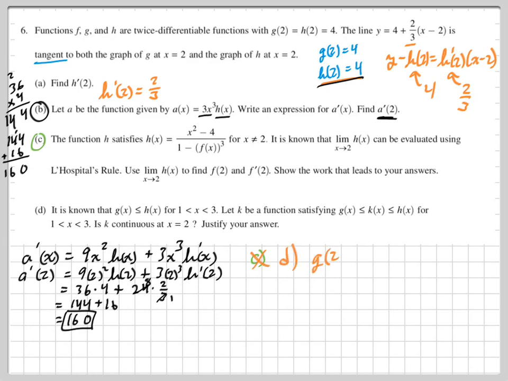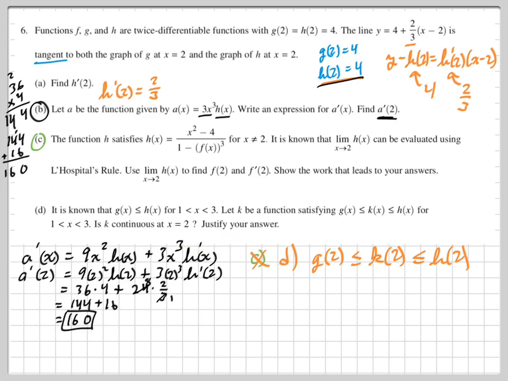So I skipped it, went on to D, and I started writing some stuff out because there's a lot of stuff said right here. It says, it is known that G is less than or equal to H for all the numbers between 1 and 3. Okay. Let K be a function satisfying this statement. So it just said that K is in between G and H. All right, so that's what this is saying right here, for all numbers between 1 and 3. Is K continuous at x equals 3?